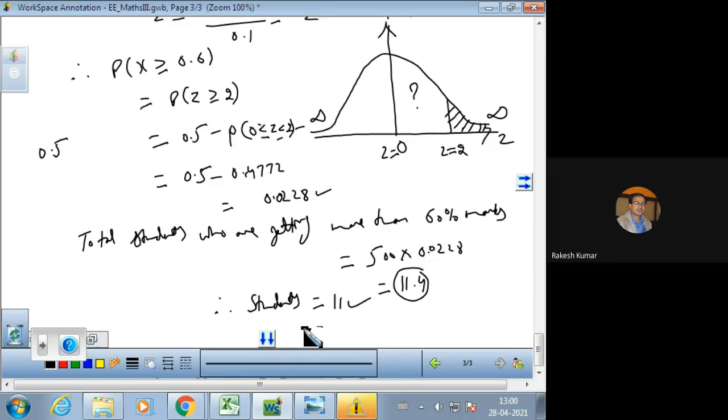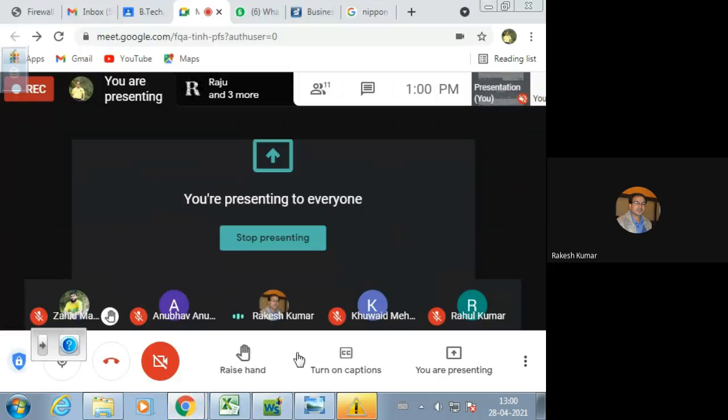So in this way, you will be able to compute and solve the questions of normal probability distribution. This is a very important part of the distribution process. So thank you very much.